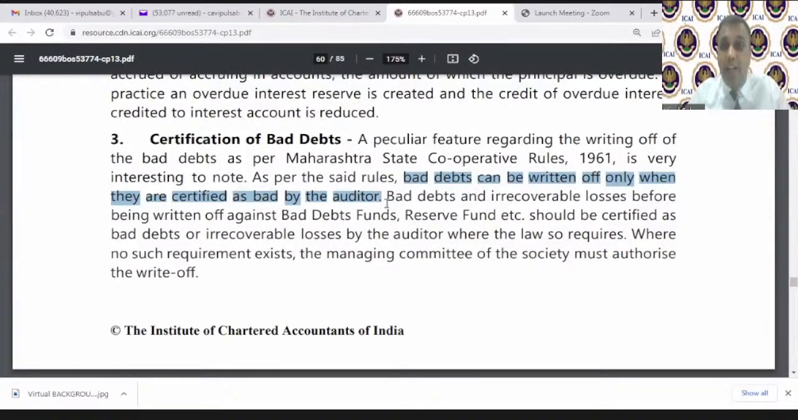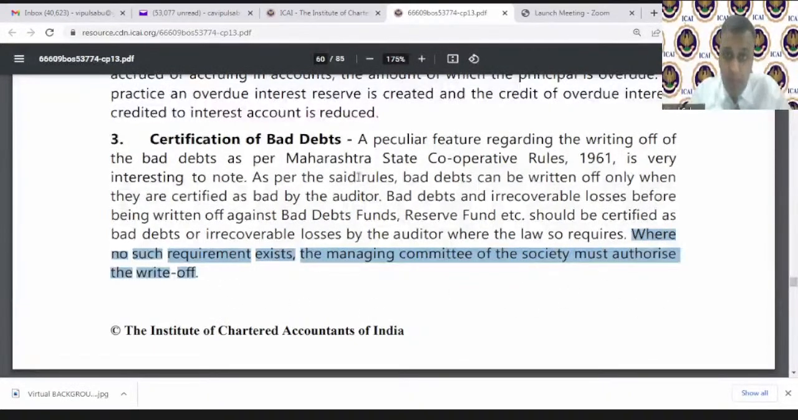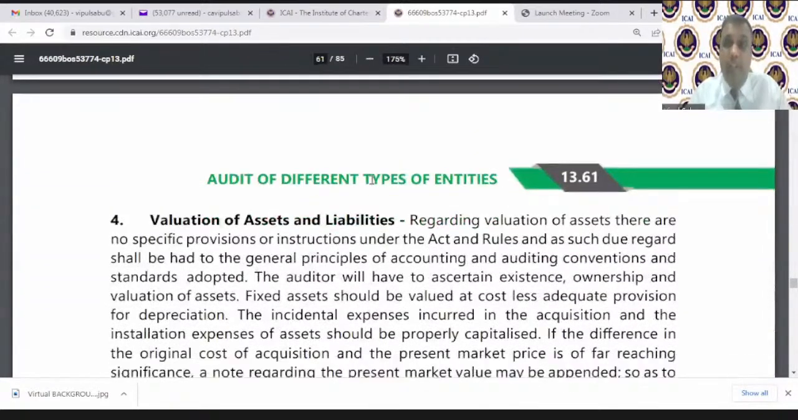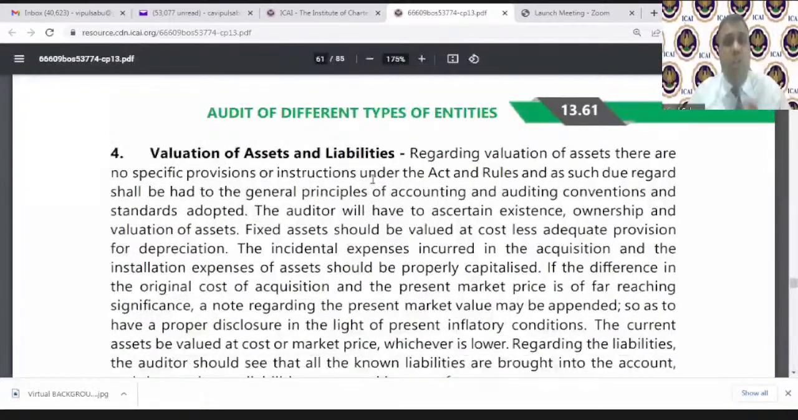So we all know bad debts are irrecoverable losses. If the auditor feels that he has to certify it as irrecoverable, he can, and then the society can write it off as bad debts. In other cases, other than Maharashtra, where there is no such requirement, the managing committee of the society can authorize the write-off. But in the case of Maharashtra state, the auditor has been given the power to certify any debt as bad.